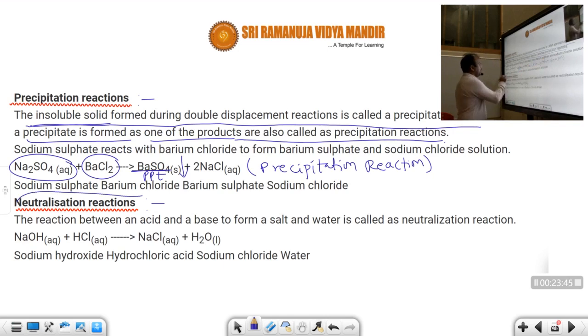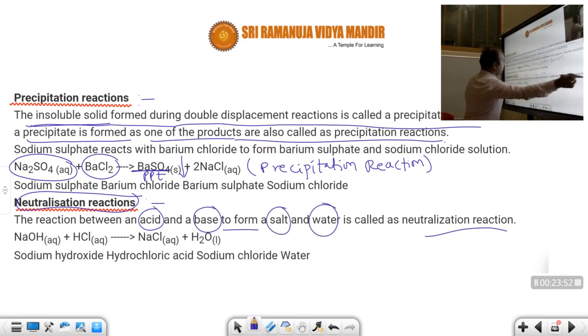And next one is neutralization reaction. What is neutralization reaction? Acid reacts with base to form salt and water. It is called neutralization reaction. HCl is acid because whenever the compound can be dissolved in water to release which ions? H+ ions. That's why that is acid.